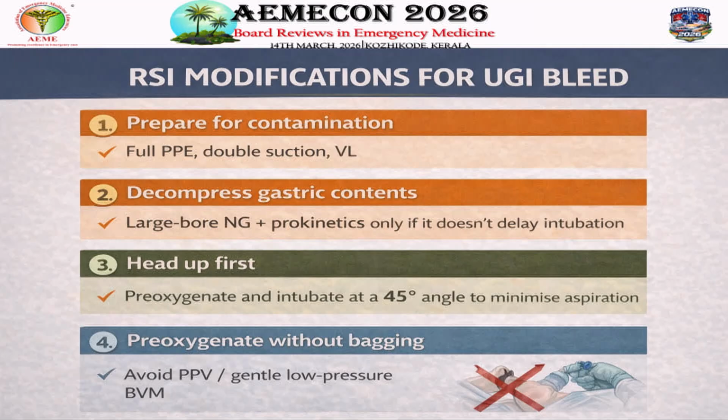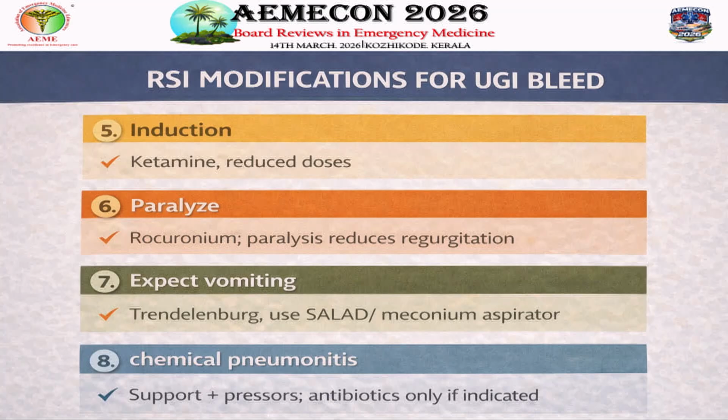Then head up technique, 45 degrees head up, and preoxygenate without bagging. If you bag, more vomiting will come. So better not to preoxygenate with bagging, right? Next modification is induction agent is ketamine. This has been studied extensively. There is a meta-analysis on which induction agent to use, and they found out that ketamine has slightly better outcomes compared to others, but in a reduced dose because patient is in hypotension.